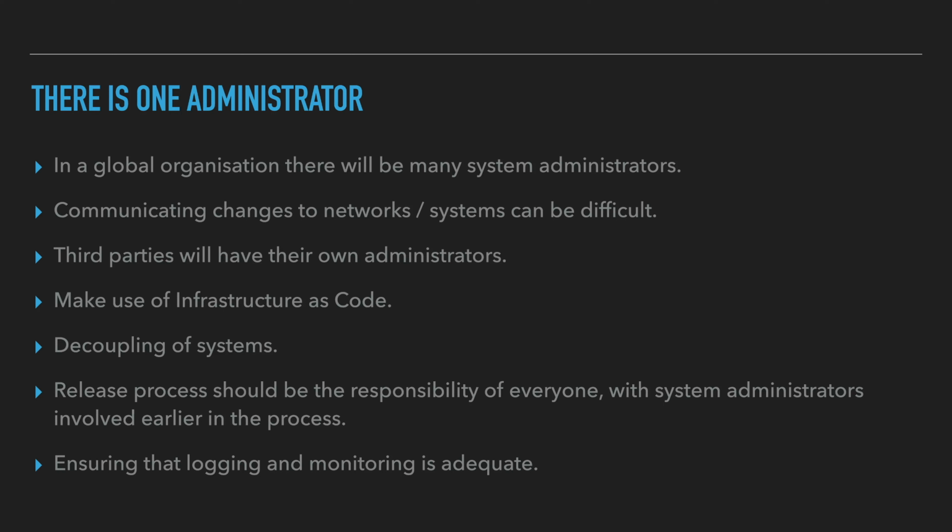We can make use of DevOps or infrastructure as code to simplify the management of configuration or provisioning of new systems, etc. By having this in code, we can avoid undocumented configuration changes. By decoupling our systems, we can deploy or upgrade different parts of the system independently and can ensure that the overall system is resilient. The release process should also be the responsibility of everyone involved, and system administrators should be involved earlier in the process.